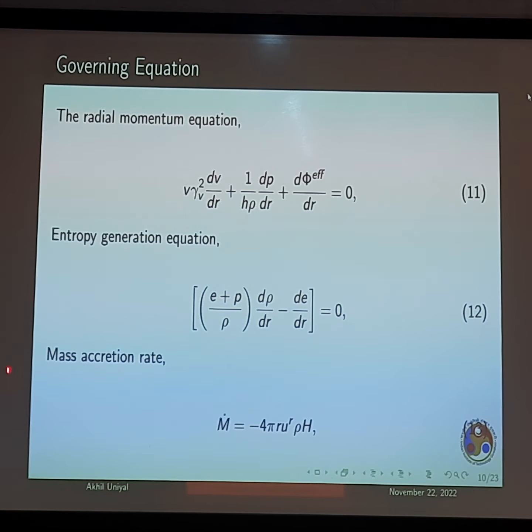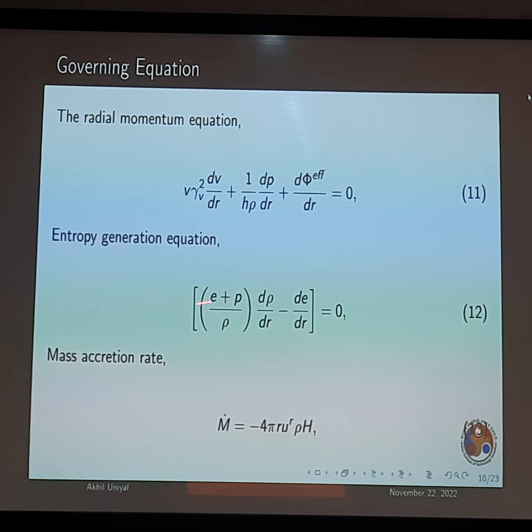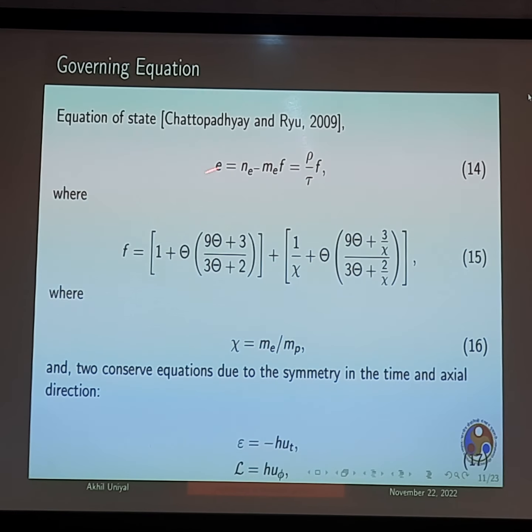Okay, so for our model, these are the equations: radial momentum equation, entropy generation equation, and mass accretion rate, and these are the manifestation of conservation of energy momentum and conservation of mass. Moving on, we are using the equation of state, which is a completely relativistic equation of state. Your theta is a dimensionless temperature, and since there is a symmetry in the time and axial direction, because the space-time is spherically symmetric and static, you have these two conserved quantities, energy and momentum.